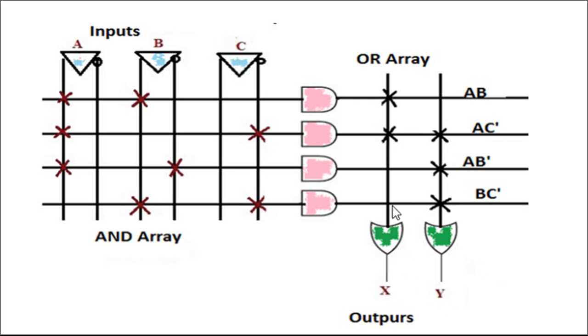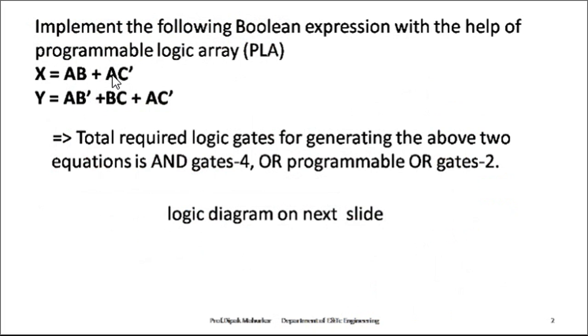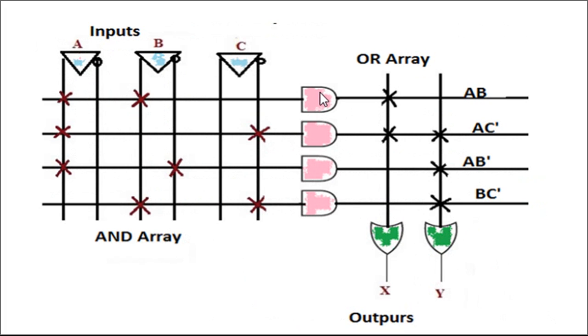According to that, in the equations x and y there is a plus: x has two terms and y has three terms, like this. See, the count is 1, 2, 3, 4 AND gates. That's why 4 AND gates are required, and 1, 2 OR gates. For the two equations we require 2 OR gates.